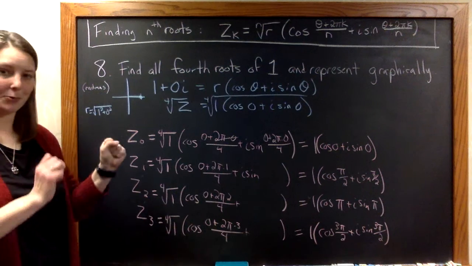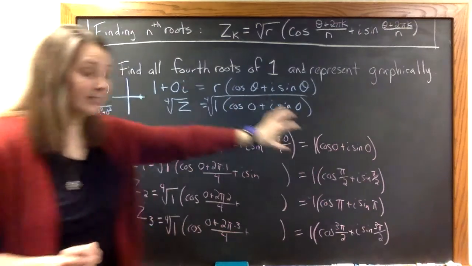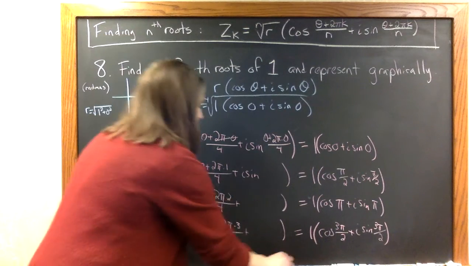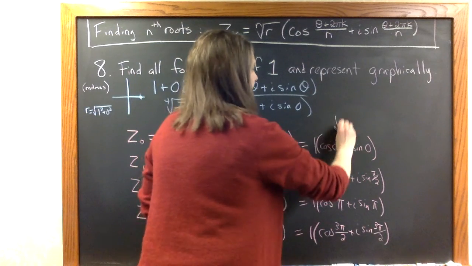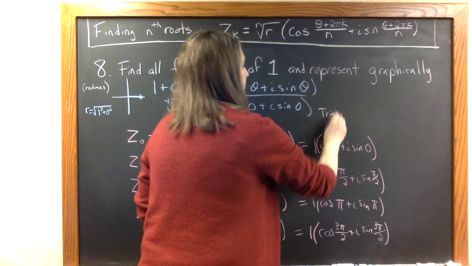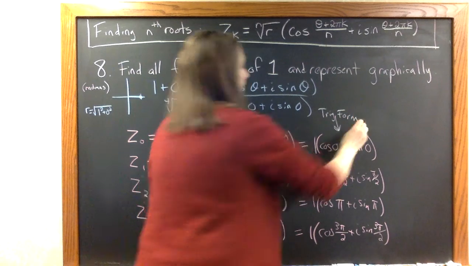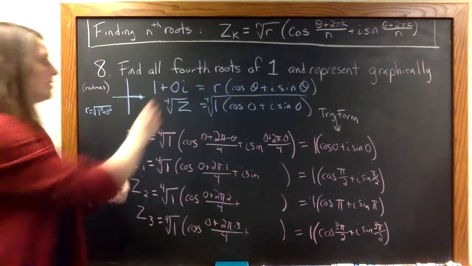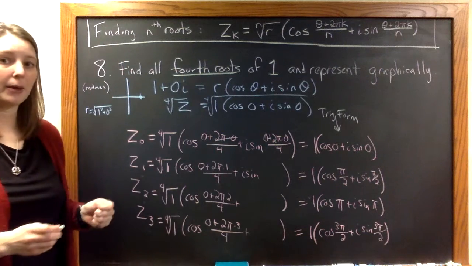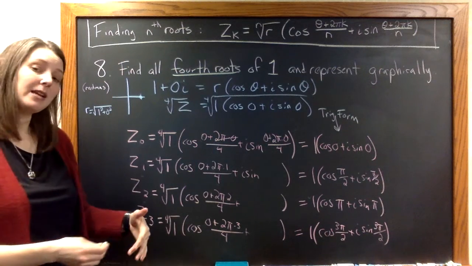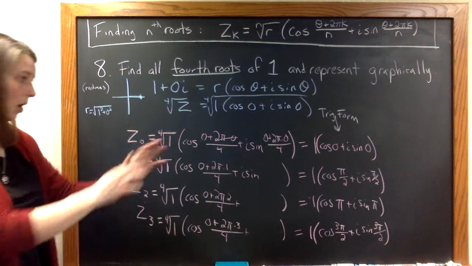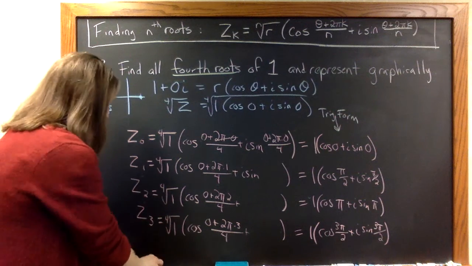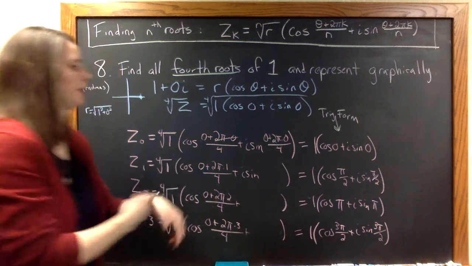Okay, we're getting there. These are our 4 answers. These are fantastic answers. These are our answers in trig form. And notice there are 4 of them, just like we said there would be because it's fourth roots. Now we can keep going and give our answers in standard form. All we have to do is evaluate what's there. So let's do that.